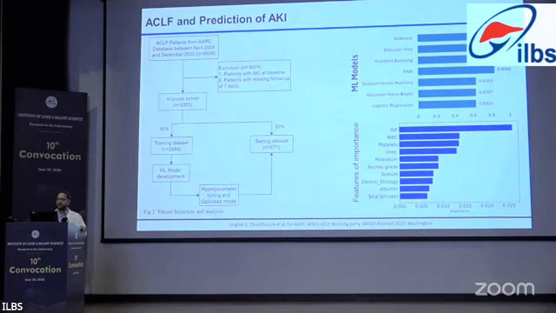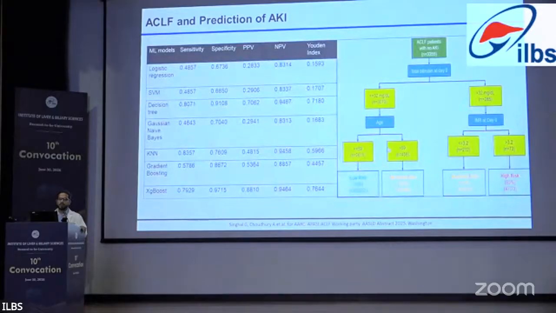The XGBoost is having higher than 95% accuracy, and these parameters are very simple: INR, WBC, platelet, urea, potassium, ascites grade, sodium, etiology, albumin, bilirubin. Among these, the top 5 parameters are showing good accuracy.